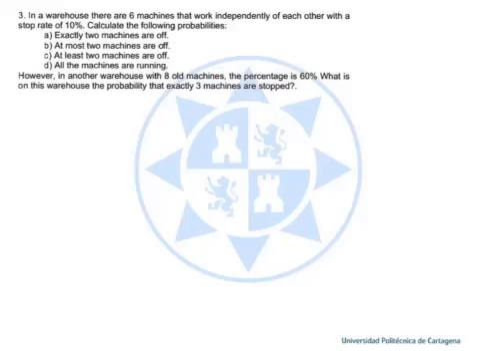Let's do exercise 3 from the problem set of probability models. In our house, there are 6 machines that work independently of each other with a stop rate of 10%. Calculate the following probabilities.